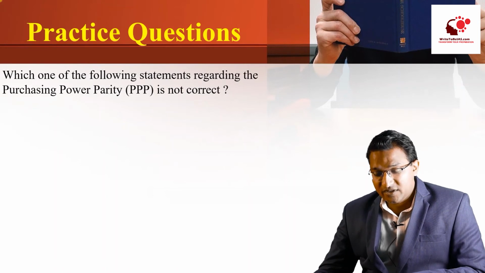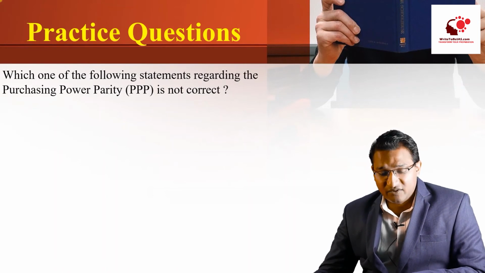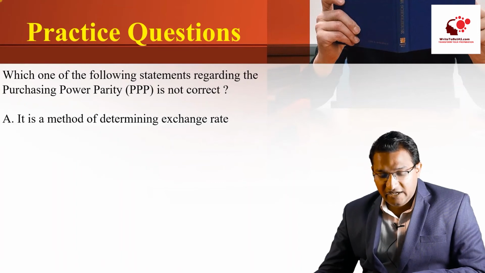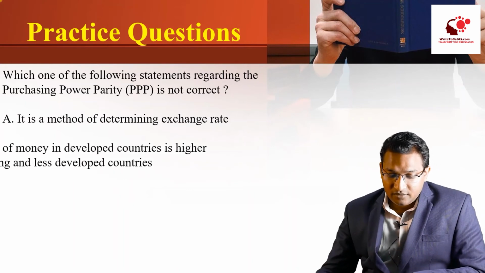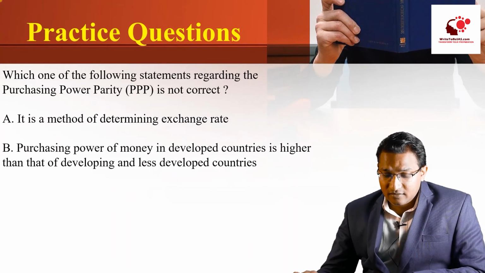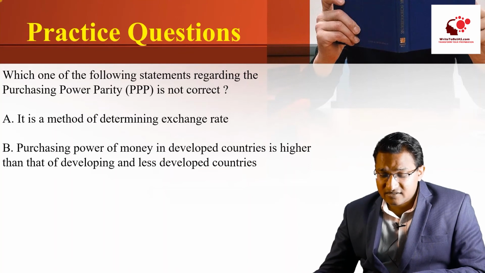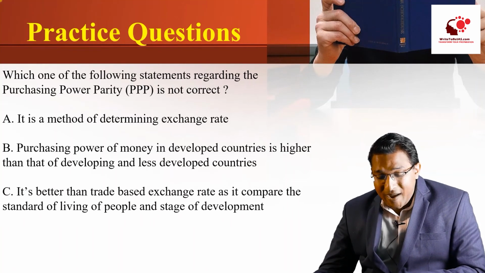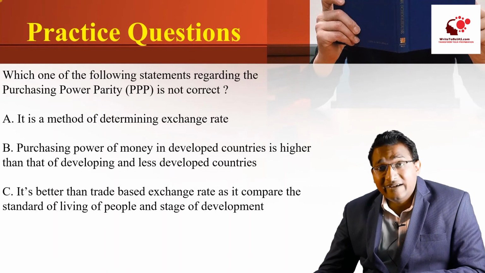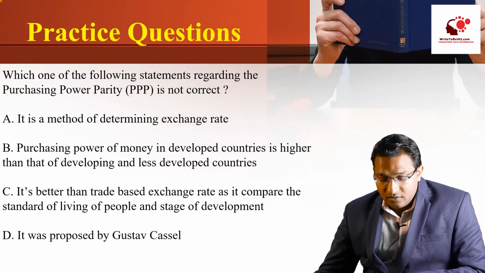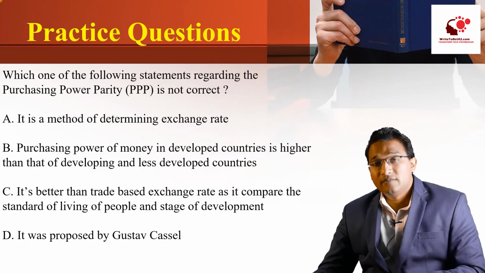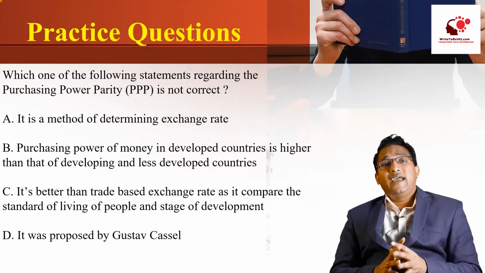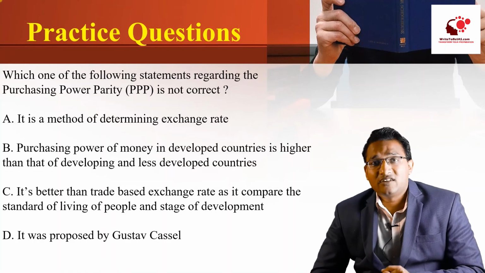Which one of the following statements regarding purchasing power parity is not correct? A. It is a method of determining exchange rate. B. Purchasing power of money in developed countries is higher than that of developing and less developed countries. C. It is better than rate-based exchange rate as it compares the standard of living of people and stage of development. D. It was proposed by Gustav Cassel. So take 30 seconds and tell me what the correct answer is.